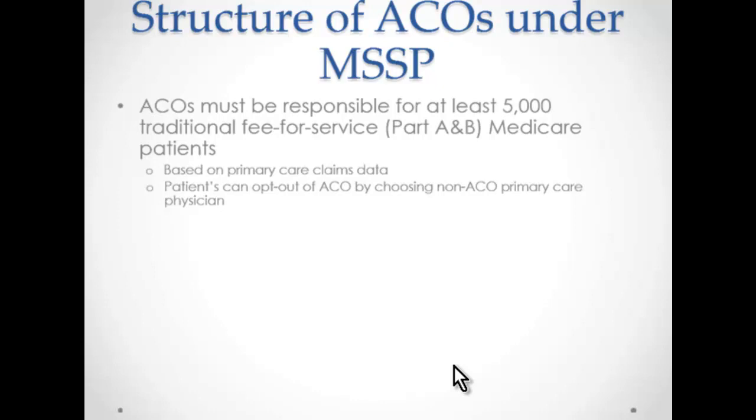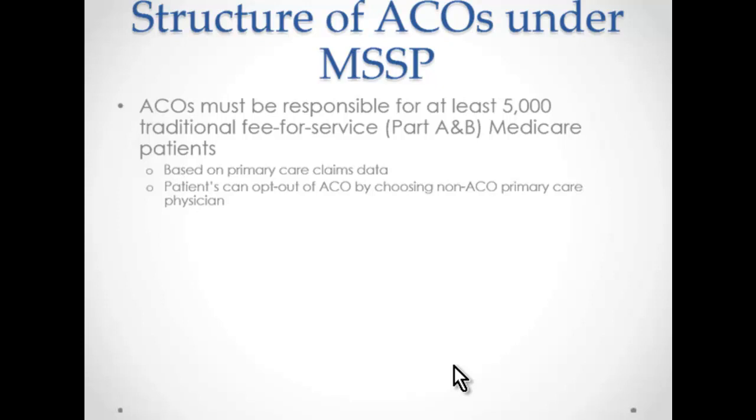The statute lays out some general rules as to how an ACO can be structured under the MSSP in order to participate in the MSSP. First, the ACO must be responsible for at least 5,000 traditional fee-for-service Medicare patients. So Medicare patients enrolled in a Medicare Advantage plan cannot count towards these 5,000 patients. And these 5,000 patients is calculated by primary care claims data.